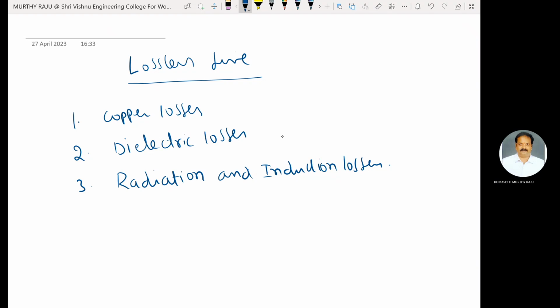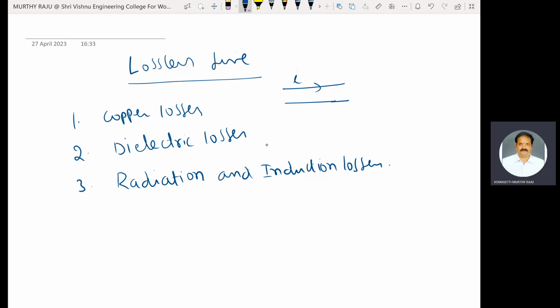Copper losses. These losses are due to dissipation of energy in the form of heat by the current flow through the conductors. This is a pair of conductors, which are used to transmit the information, the signals, from one point to another point. Whenever a current is passing through that conductor, some heat is produced. Second one is dielectric losses.